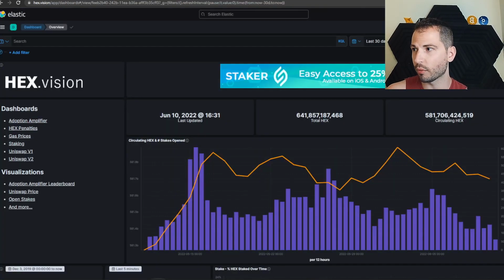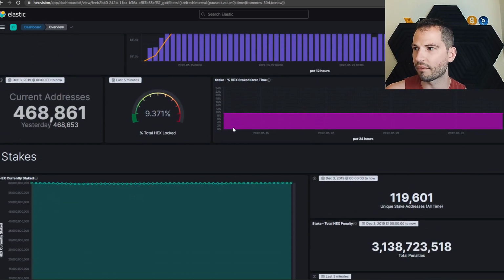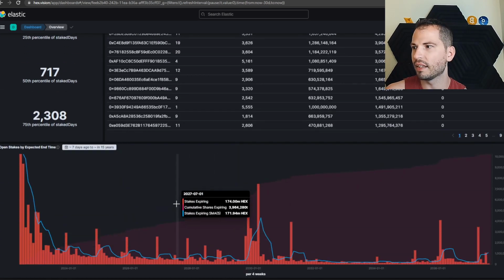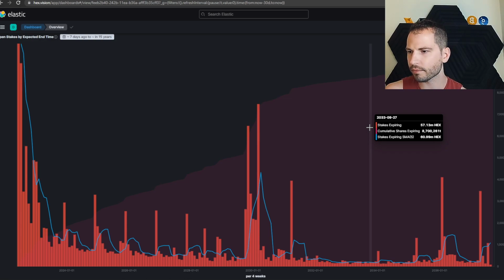So for a great example here, we go to this website called Hex.vision. It just has a lot of good on-chain analysis of Hex. You guys can see the total Hex, the circulating supply, all this good stuff. They have a lot of stuff here that I personally have not looked at. But one thing that does intrigue my mind is this open stakes and expected end date. So I did enlarge it right here, and just so you guys know, every bar is 4 weeks.